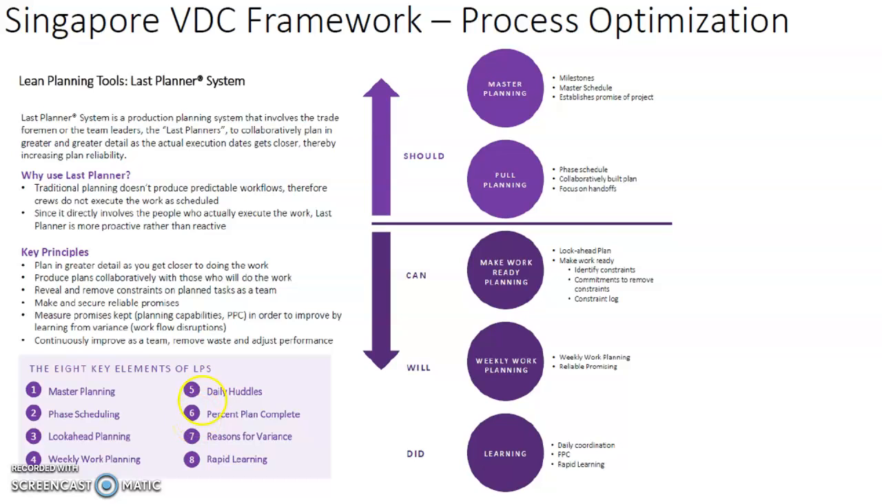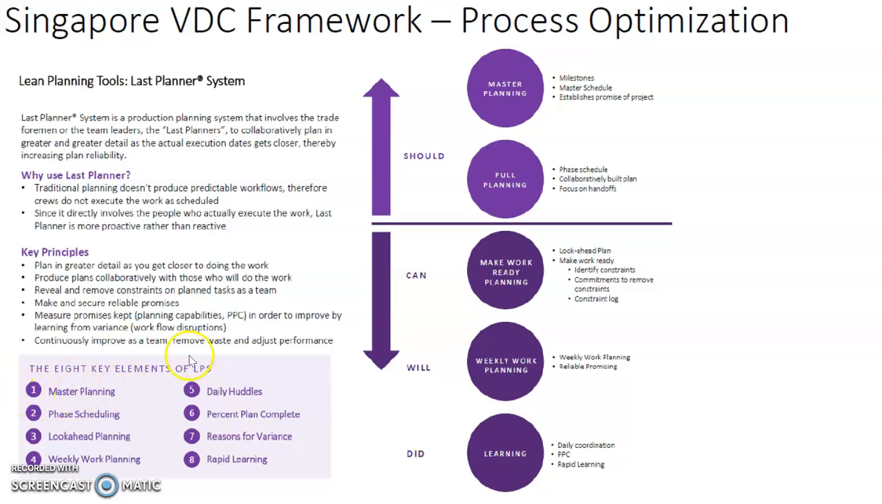So in essence, what you do is that as the last planner that comes up with the schedule, you should be looking into the master planning and the phase or the pull planning. You can make use of this look-ahead plan. You will determine your weekly work planning, and you will learn from what has already been done.